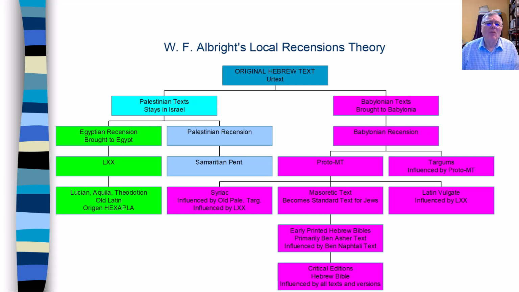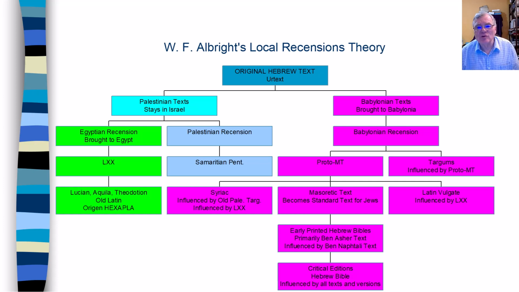Well, once you get all these texts and versions together, that then leads to the question of how we fit everything together. There is a hypothesis by William F. Albright, as also adopted by his student Frank Cross. It's a theory of local recension, in which he hypothesizes that you can divide up all these texts and versions of the Old Testament as follows.